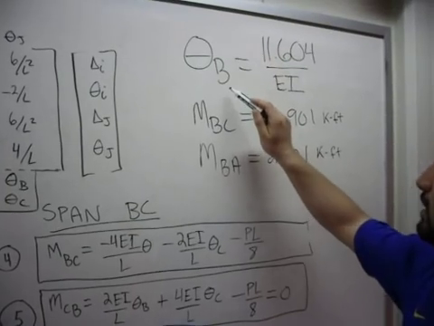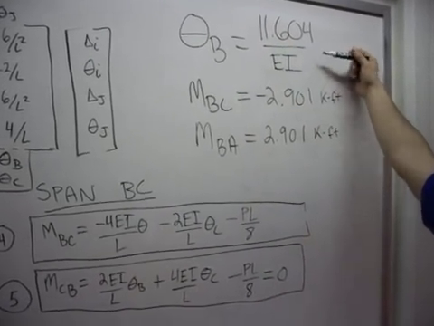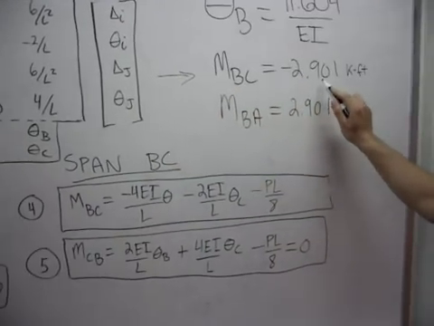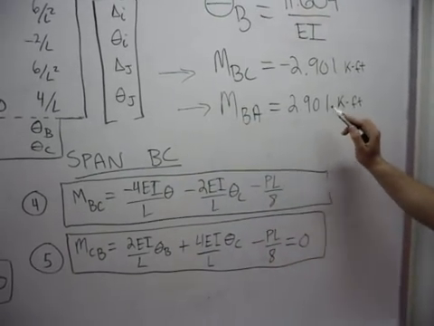When I solved it, we got theta B to equal 11.604 over EI. And then plugging into the equations that are asked to find, MBC is equal to negative 2.901 kip-feet, and MBA is equal to 2.901 kip-feet.